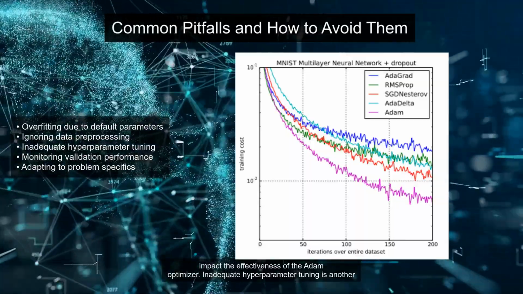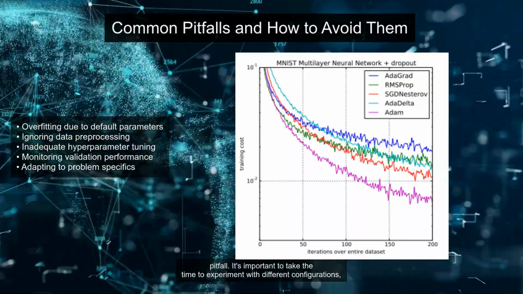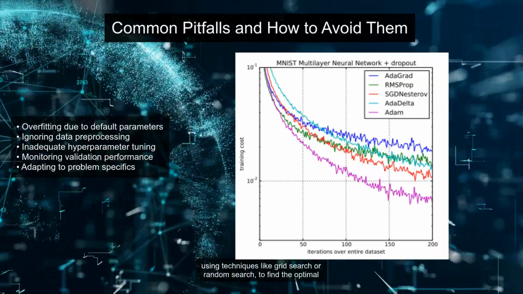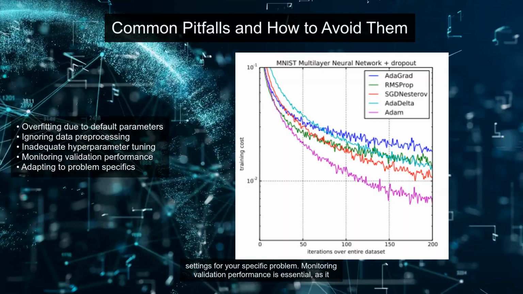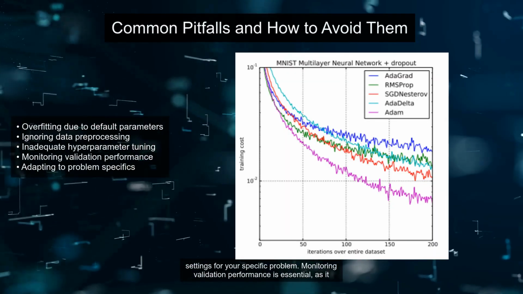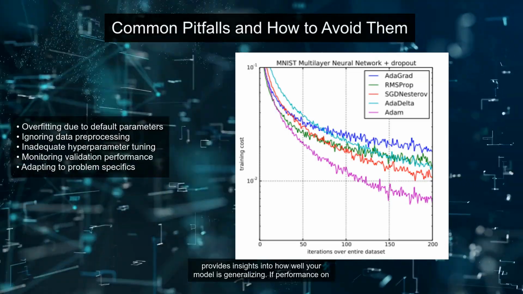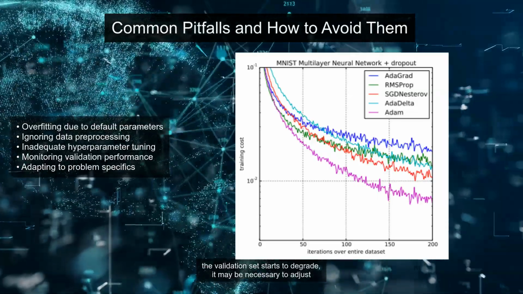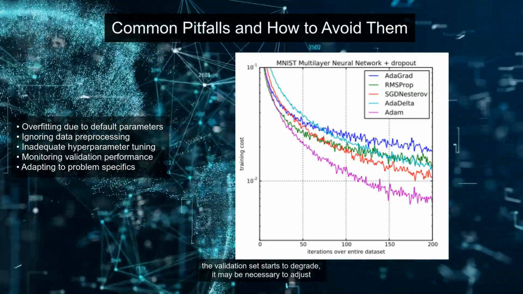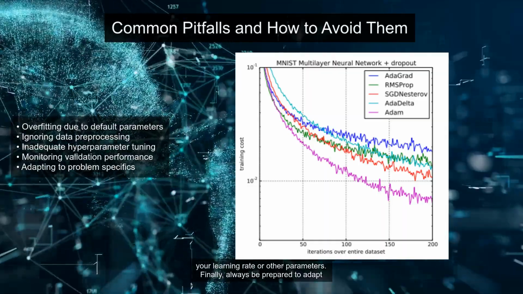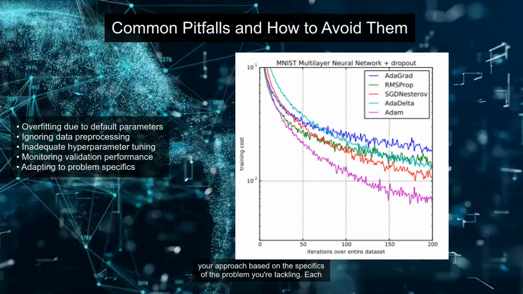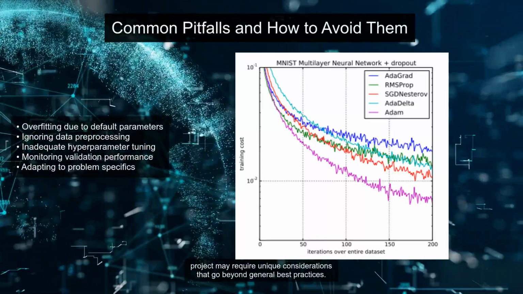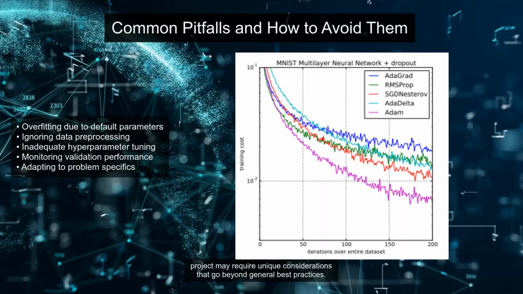Inadequate hyperparameter tuning is another pitfall. It's important to take the time to experiment with different configurations, using techniques like grid search or random search, to find the optimal settings for your specific problem. Monitoring validation performance is essential, as it provides insights into how well your model is generalizing. If performance on the validation set starts to degrade, it may be necessary to adjust your learning rate or other parameters. Finally, always be prepared to adapt your approach based on the specifics of the problem you're tackling. Each project may require unique considerations that go beyond general best practices.